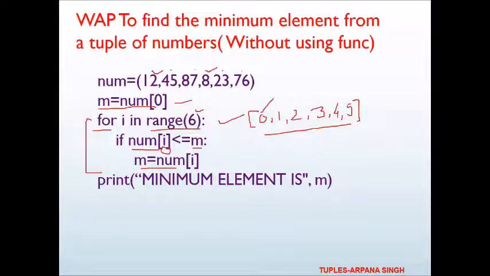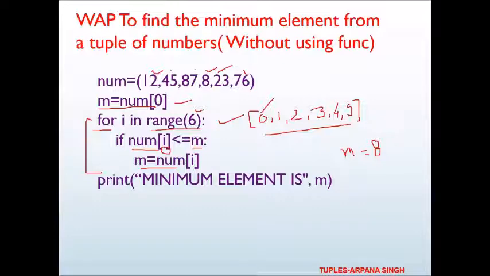Next time it will pick the next value, that is 8. 8 less than 12, now it is true, so m will be 8. So here m will be replaced by the value 8. Now m is having 8, so next time it will pick up 23. So here it is 23, 23 less than 8, no.